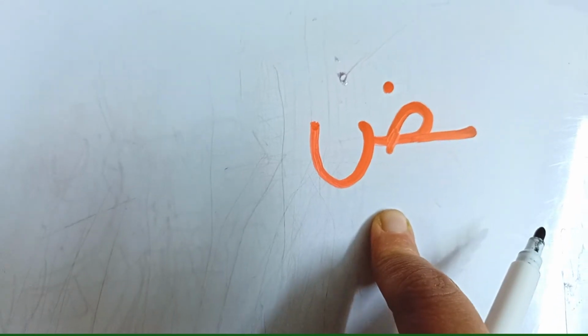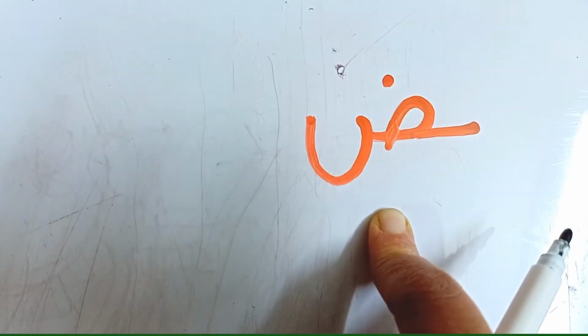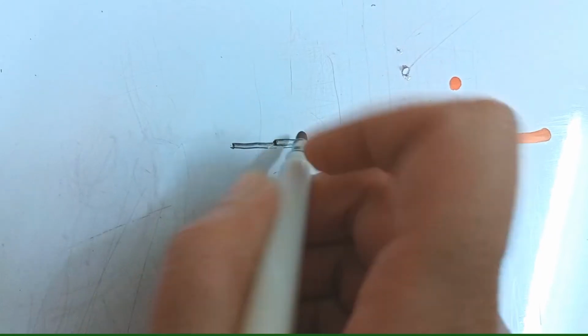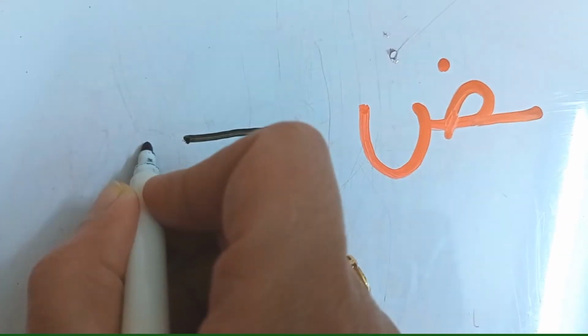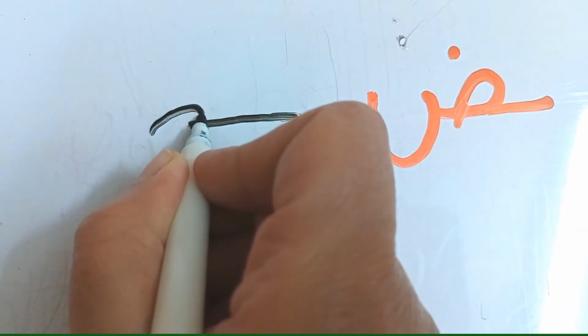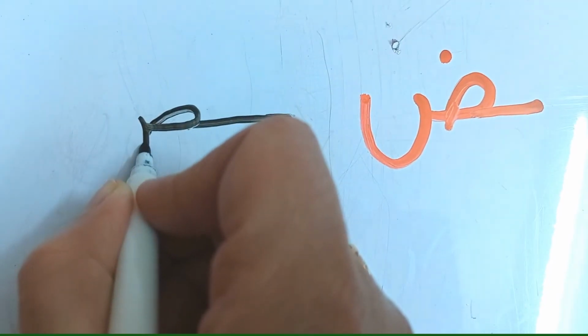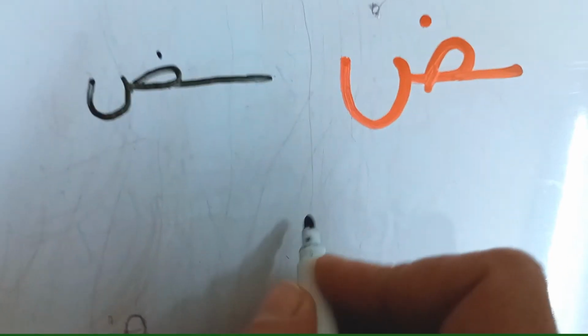The letter Dod, when it comes at the end of the word, it has the same shape of the letter Sod, but with a dot above it. The line, leave a distance, semi-oval, then semicircle, the dot.